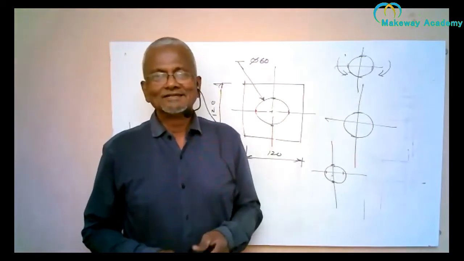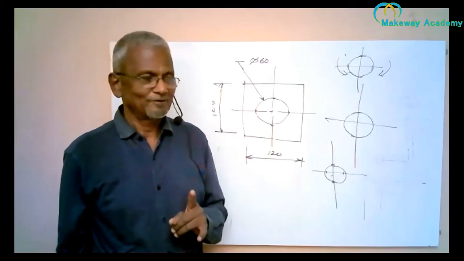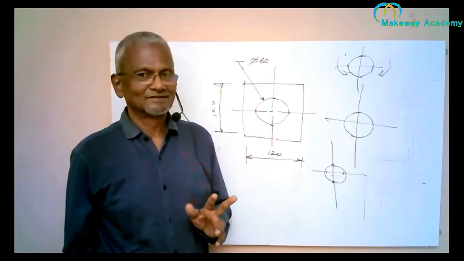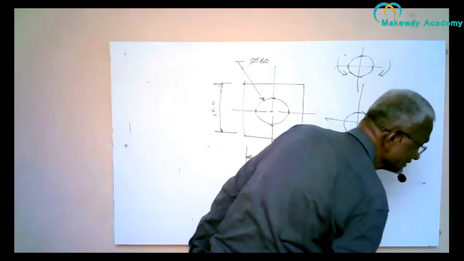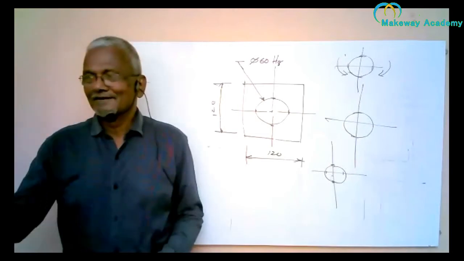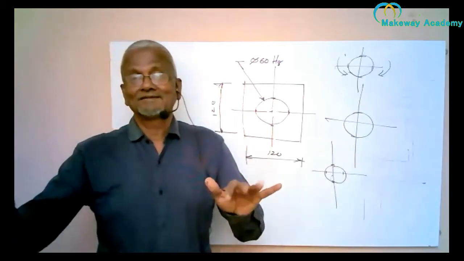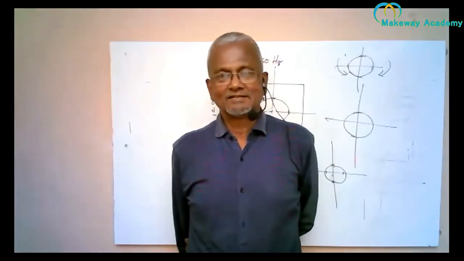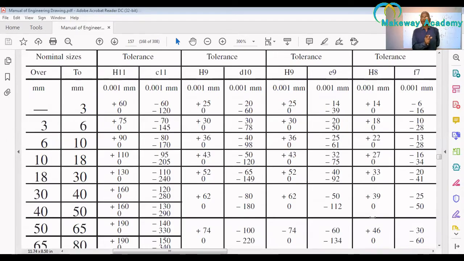Now, as I told you before, nothing can be manufactured to exact size. So we'll have to give the tolerance. So I say 60 H8. Now I request my friend to project what is H. So I say 60 H8. What does it mean actually? H8 represents tolerance grade. For a 60 millimeter diameter hole, what should be the tolerance?